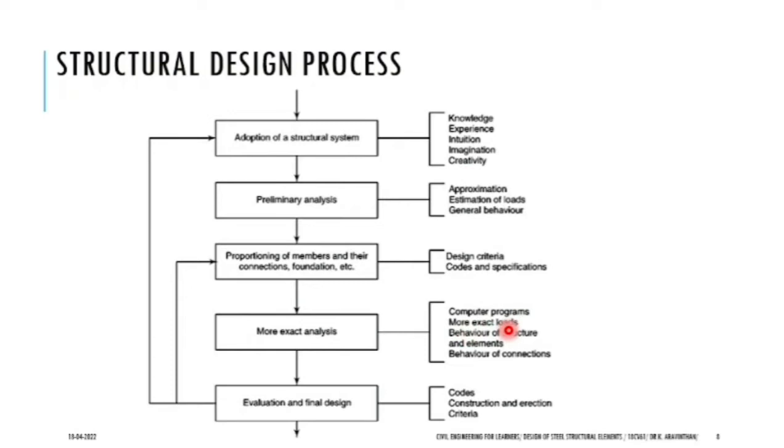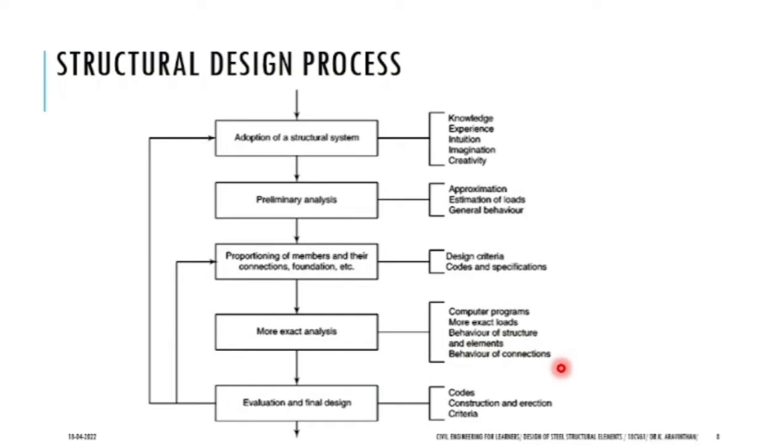So I was teaching E-tabs. You can go through E-tabs and this will be useful for computer based programs. Every engineer should know manual calculation at this level and computer calculation at this level. So you should know at least one software. In this modern era, at least learn one software, either STAAD Pro or E-tabs, or you can go for Tekla. More exact loads, behavior of structure and elements, behavior of connection.